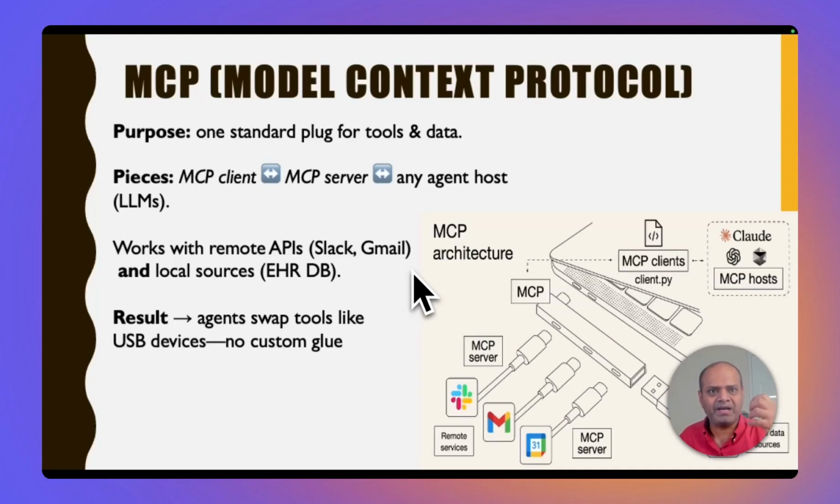So the LLM acts as the MCP client, and the servers are your different tools and your data. It can be your Slack or Gmail or your calendar that is getting plugged into the brain, which is your LLM. So those become your MCP hosts, and your servers are these different tools. They work with remote APIs.